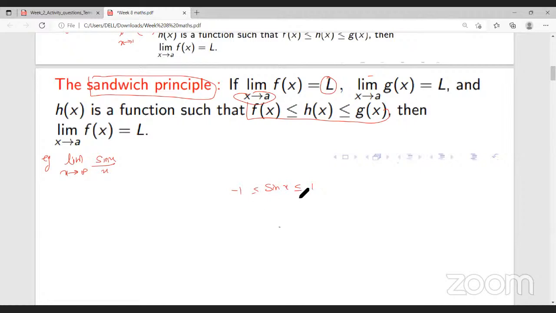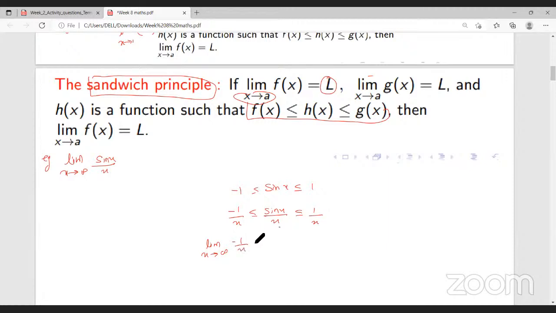So what I can do is divide by x on all sides. That is this one. Now I can take the limit x tends to infinity for all the functions, right? So limit x tends to infinity. So what will this give?